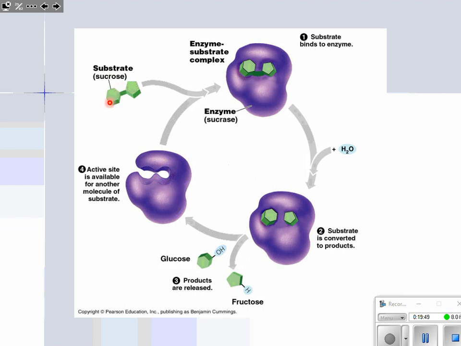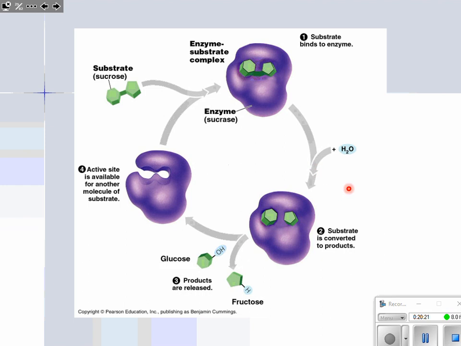And so when the substrate binds to the active site, there's a slight change in the shape of the enzymes so that they fit really snugly together. And look at what's happening in this case. A water molecule is being added in order to break this covalent bond in between the two sugars. So, what kind of chemical reaction is this?